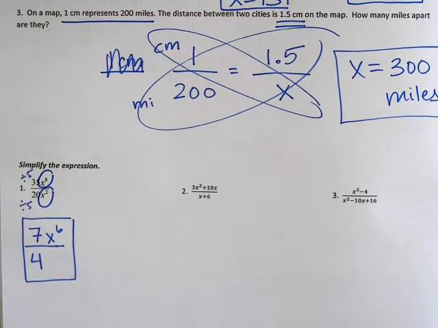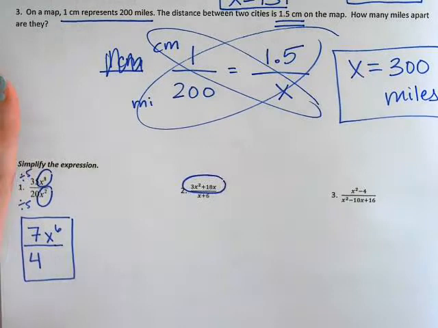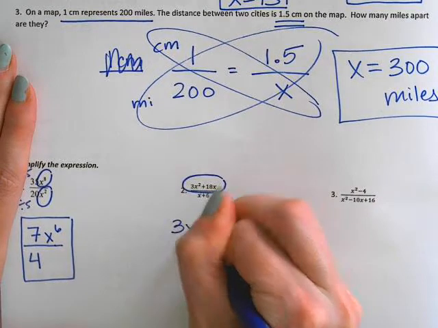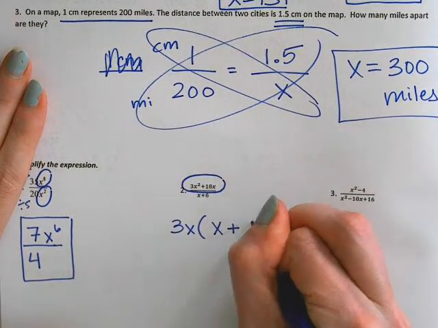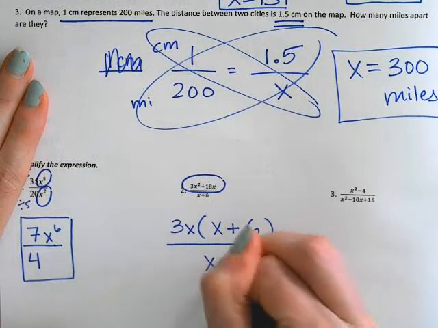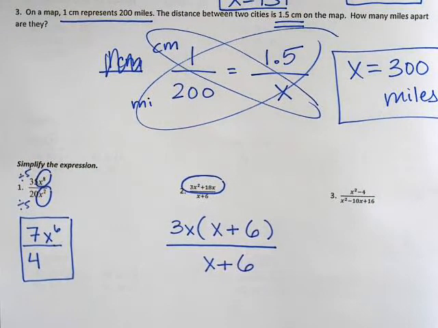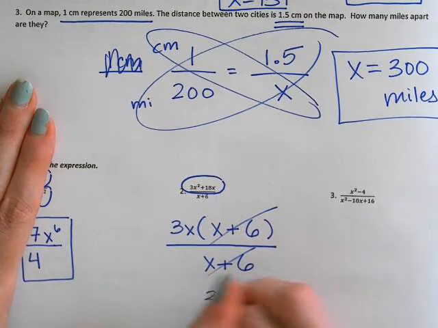Okay, now 2 we have to factor first. And if you look in the numerator, we have a GCF of 3x. And if you divide that out, you're left with x plus 6. And in the denominator, we also have an x plus 6. And then these cancel. Final answer is the 3x.